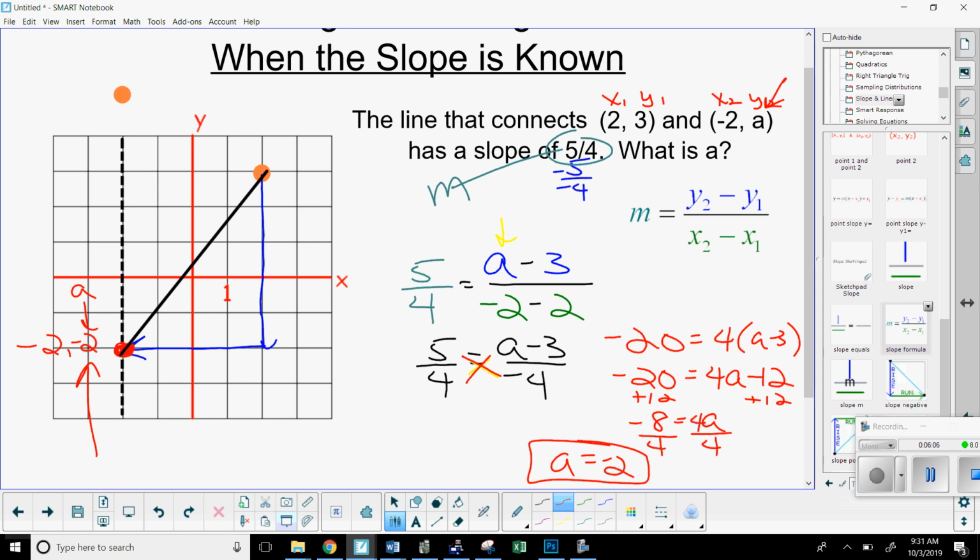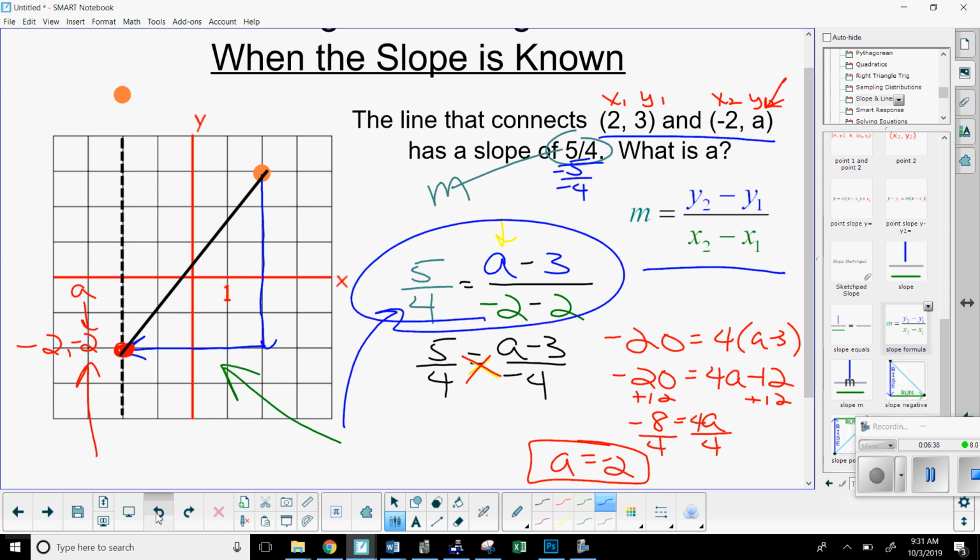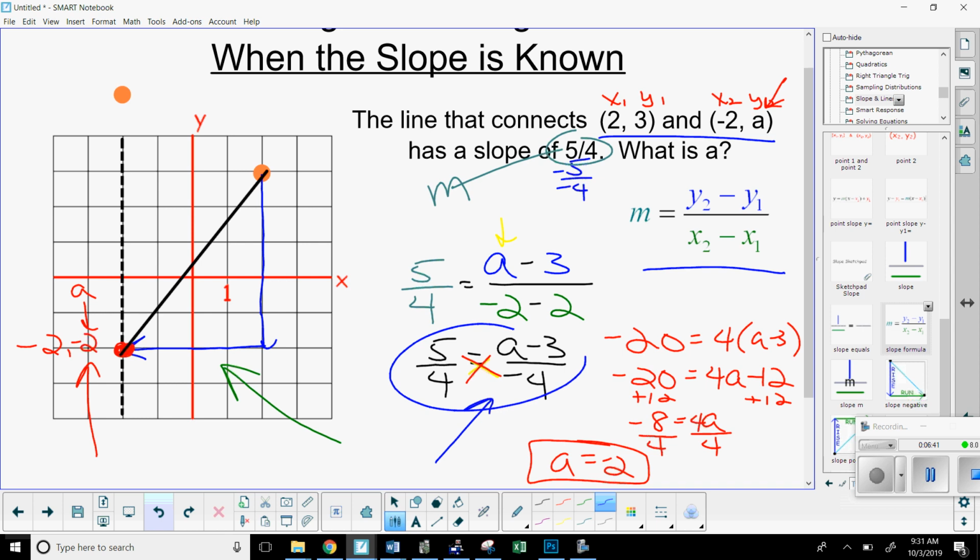Okay, so let's review. You do not need to make a drawing. In fact, there's probably some problems where making a drawing isn't even convenient. So the one thing you want to do is take the slope formula and then take the given information from the problem, plug it into the slope formula, and then solve by cross multiplication, which is done here and through that portion of the problem.